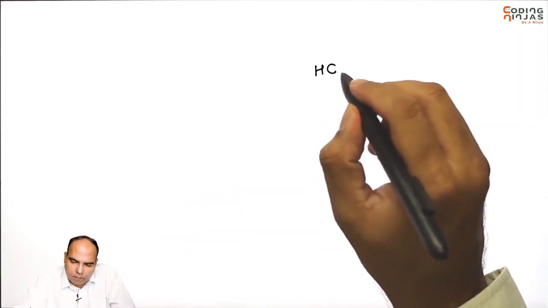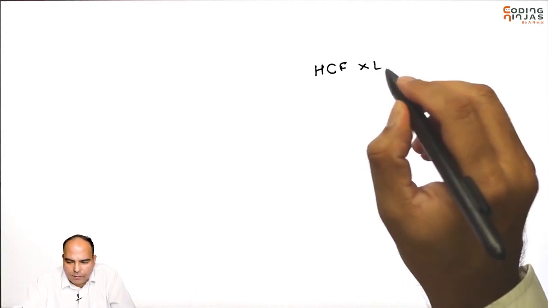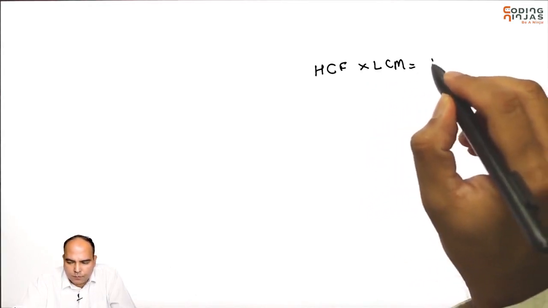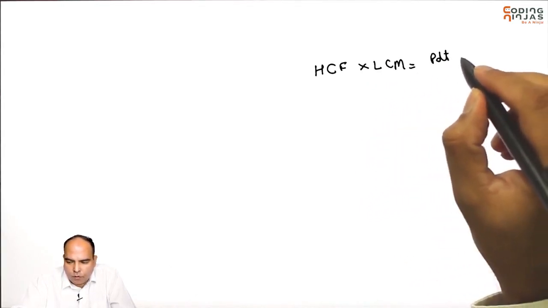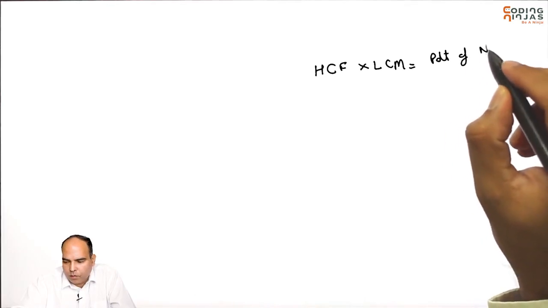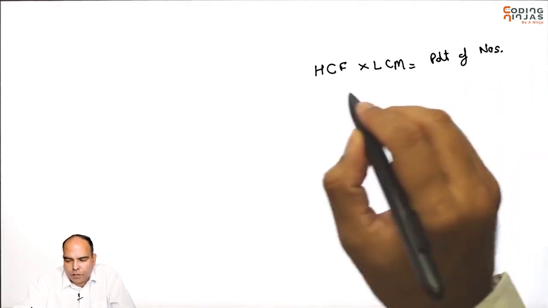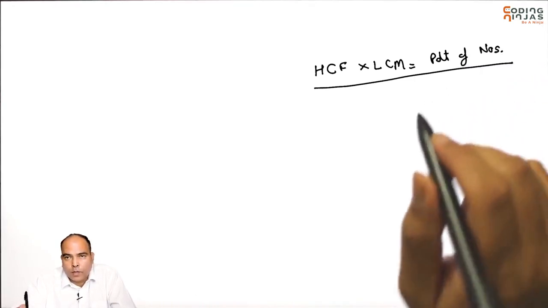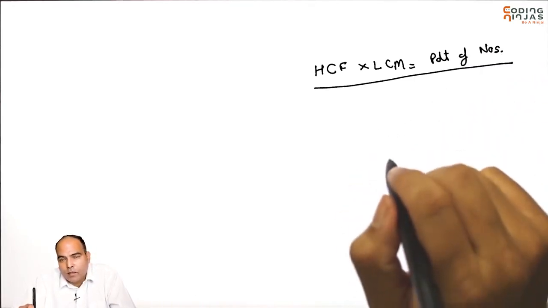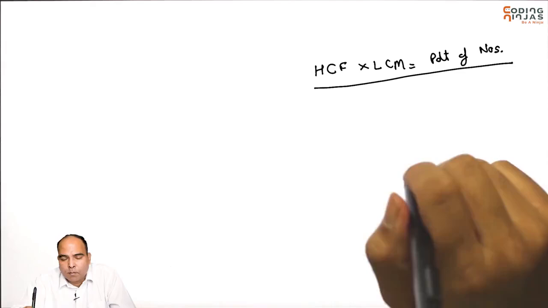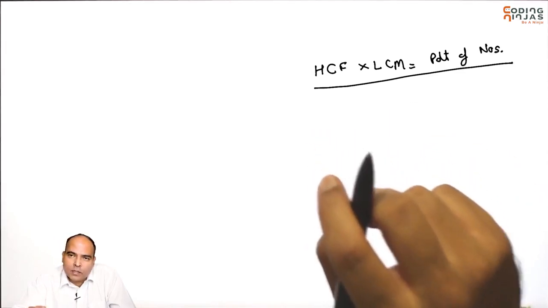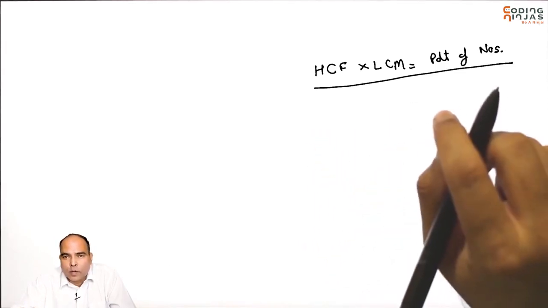So the concept we know is HCF into LCM is the product of the numbers. This is true for two numbers. Please remember, this formula does not apply for three numbers. You can't say HCF into LCM of X, Y, Z is X into Y into Z, but it does apply to HCF into LCM of X and Y is X into Y.